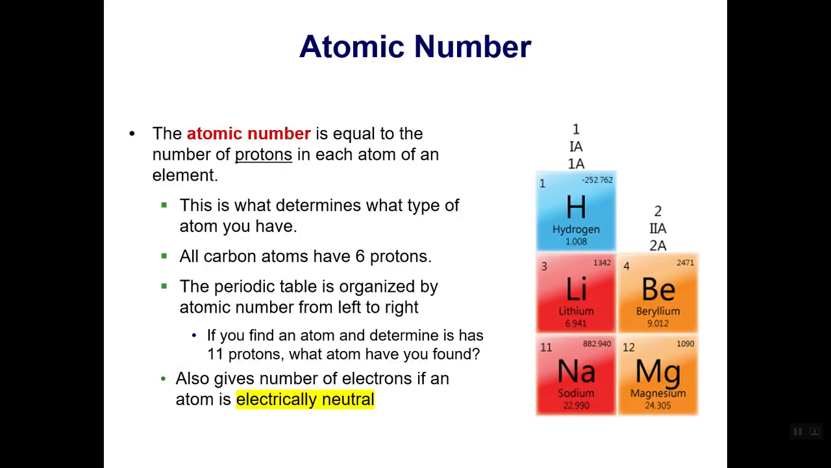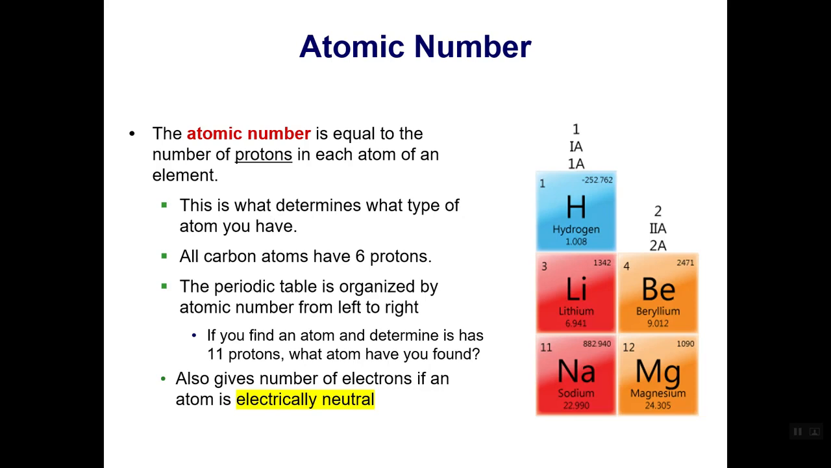Next, the atomic number. The atomic number is equal to the number of protons in each atom of an element. The atomic number, that's the number of protons in each atom of an element, and it's going to be found in our top left-hand corner. So if I were to ask you how many protons hydrogen has, you would tell me 1. If I were to ask you how many protons beryllium has, you would tell me 4.